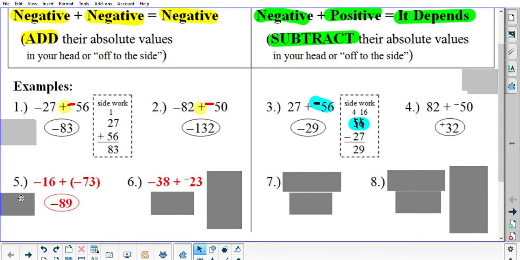You might remember at the beginning of the video, I said with money, which are negatives, would be debt, and debt plus debt would put you further in debt. So that's proof that a negative plus a negative is going to keep you in the negatives.